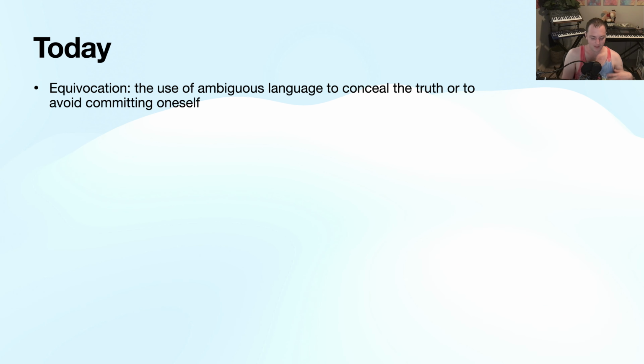What this comes down to is an equivocation fallacy. An equivocation is defined as the use of ambiguous language to conceal the truth or to avoid committing oneself. Sometimes it may not be used on purpose to be nefarious. It may just be that people don't have a precise enough definition of the word, so they use it in multiple places and aren't being consistent about it.